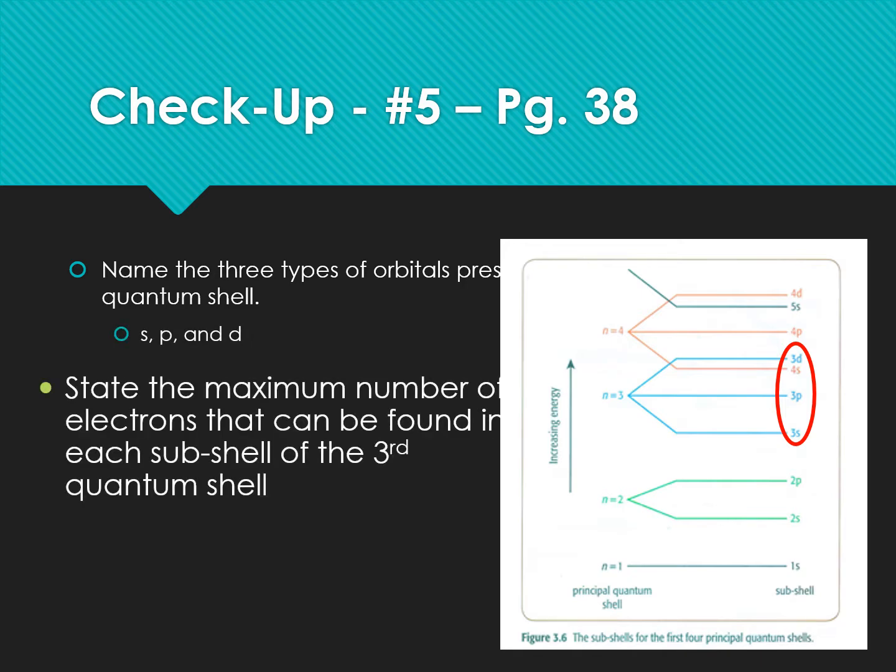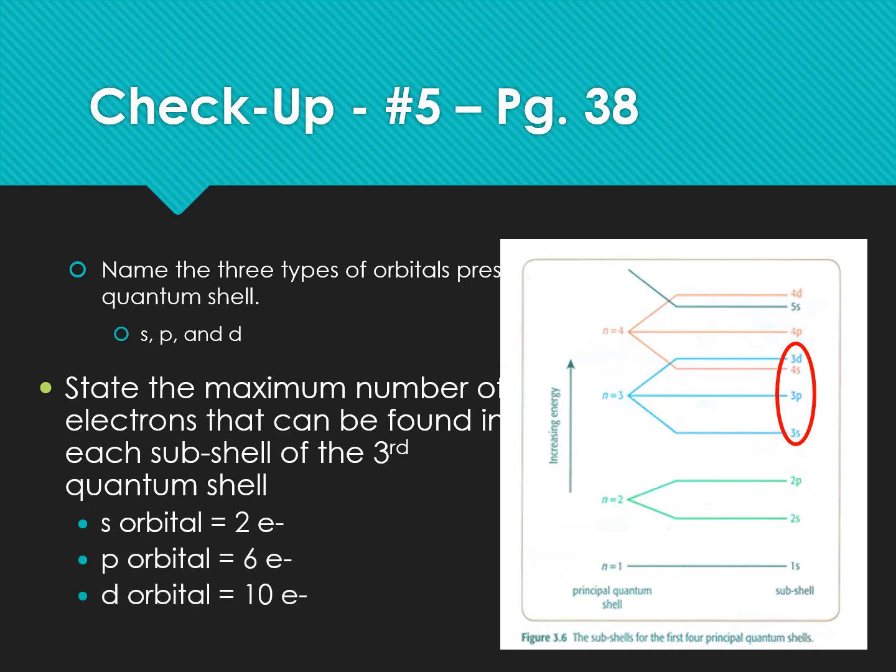State the number of electrons found in each subshell. So you can hold 2 electrons in the 3s, you can hold 6 in the 3p, and then you can hold 10 in the 3d, a total of 18 electrons. 2 in the s, 6 in the p, 10 in the d.